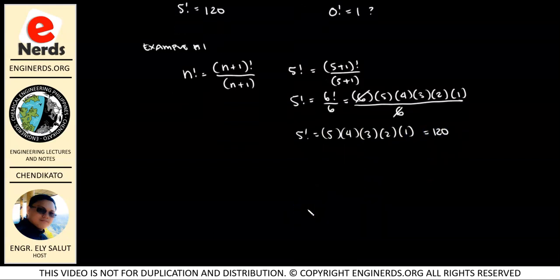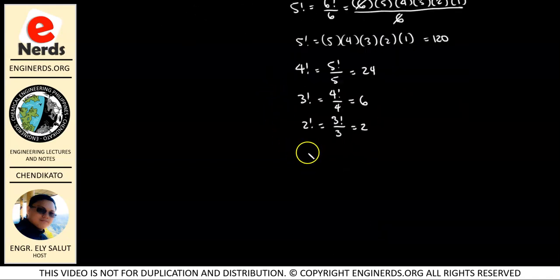So, similarly, kapag ginamit natin yung pattern na yan, we have 4 factorial is equal to 5 factorial over 5, which is equal to 24. We have 3 factorial is equal to 4 factorial over 4, which is equal to 6. Then 2 factorial is equal to 3 factorial over 3, which is equal to 2. And then we have 1 factorial is equal to 2 factorial over 2, which is equal to 1.